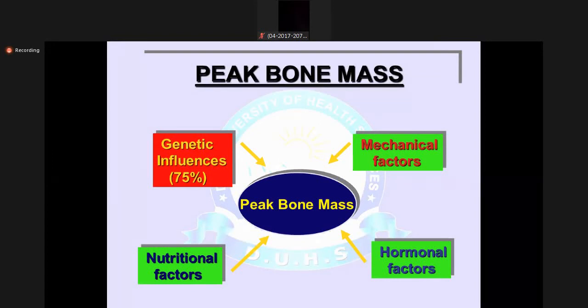For example, you can see here that the genetic influences are about 75%. Then nutritional factors, which are basically the intake of our dairy products, are going to affect the peak bone mass, then the mechanical factors and the hormonal factors. So all these factors are going to affect the peak bone mass, and in this case, the genetic influence is about 75%.